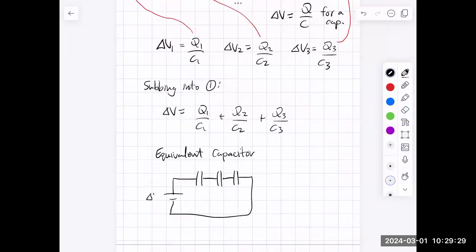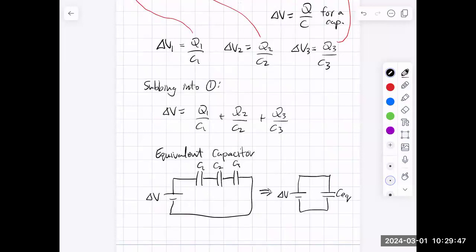Three capacitors in series. There's our battery, C1, C2, C3. And we want this now to be represented by a single equivalent capacitor. Let's say C equivalent, and here's delta V.